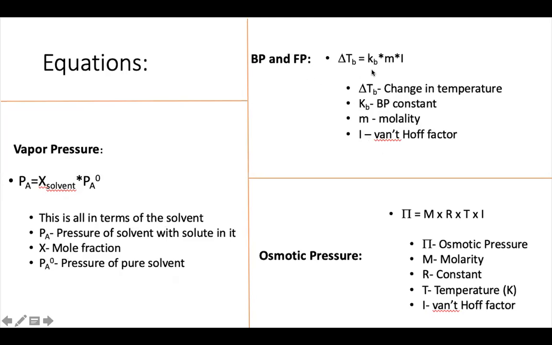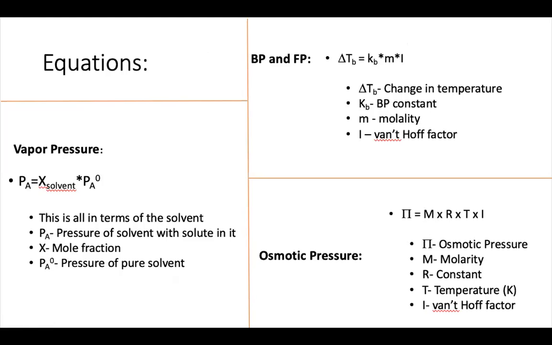Boiling point and freezing point, again, remember that they move towards the extremes. So compared to the pure solvent, a solution will have a higher boiling point and a lower freezing point. And then lastly, osmotic pressure. Pi stands for osmotic pressure, which is calculated in atmospheres. M is molarity, big M. I would definitely note that freezing and boiling points have small m for molality. Osmotic pressure is in terms of molarity, so definitely a big difference.